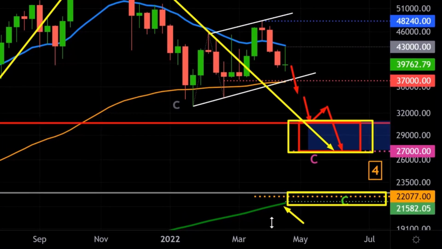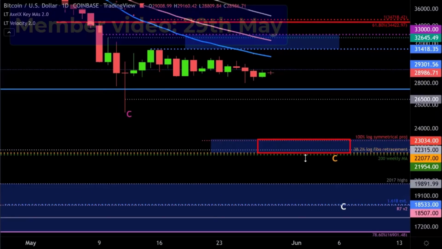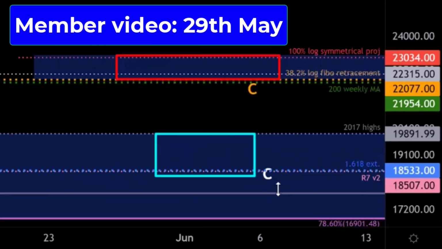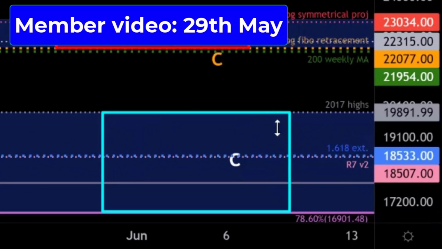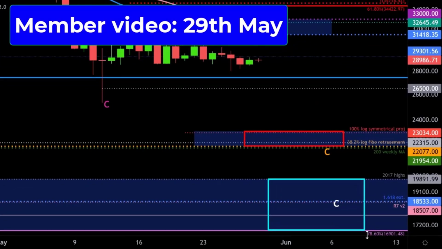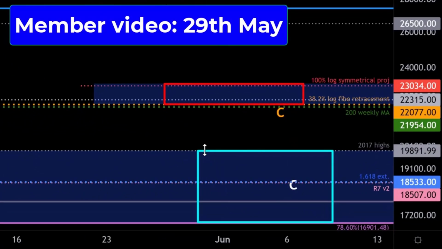200 weekly average is at this level. So that means if Bitcoin cannot hold 22K, then we could be seeing a further extension into this range between 20K or 19,891 to likely 17K, with the optimal support being between 20K to 18,500.